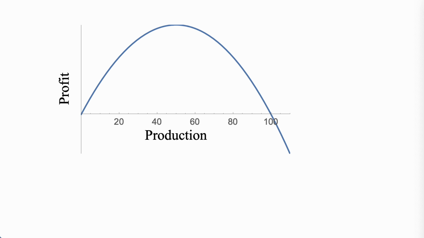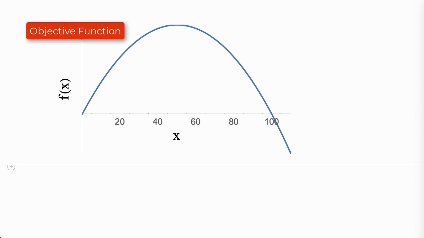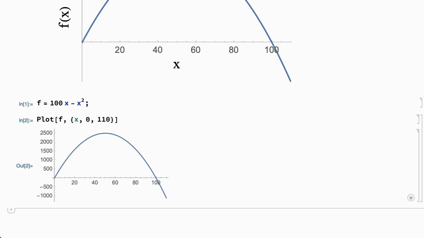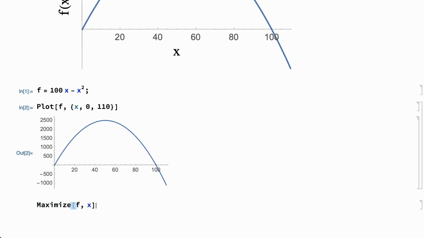In general, there is a function f called the objective function, and the goal is to maximize that function as a function of some variable x. The problem is solved by coming up with a formula or some other way of calculating the objective function. In this case, the formula is just 100x minus x squared, and then finding the maximum of that function, which can be done in this example using the Maximize function.